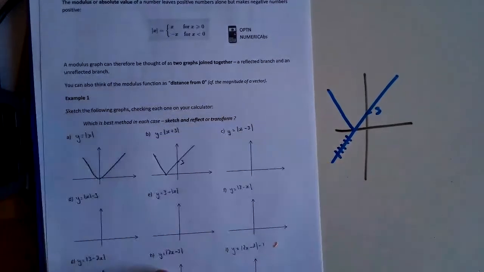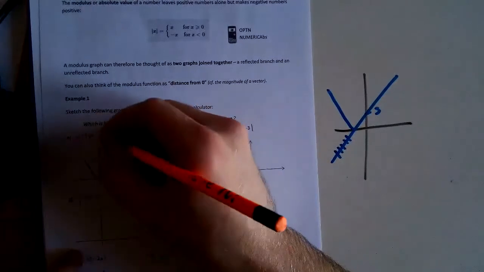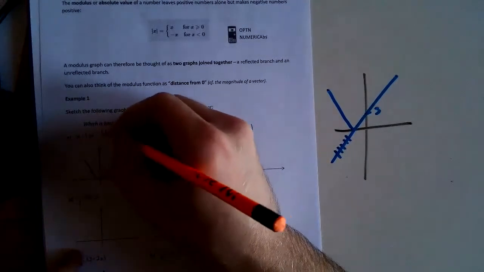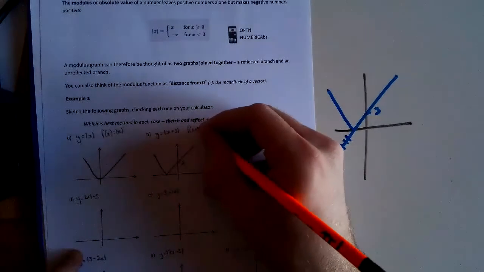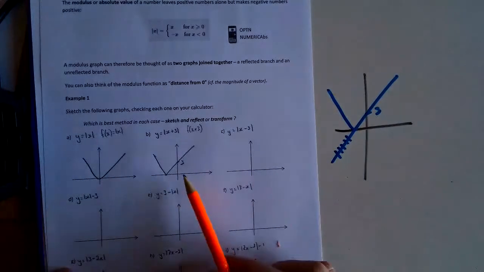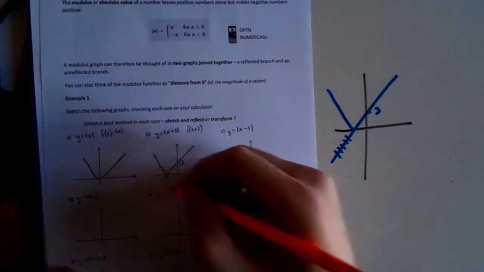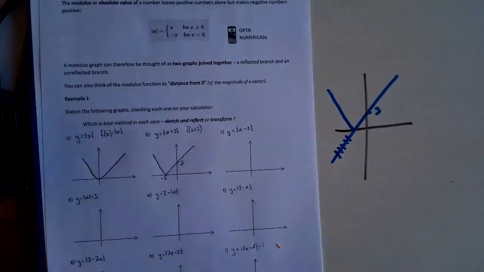Another way of doing that is to use graph transformations. So if I call f of x modulus of x, then this thing here is f of x plus 3. And you know that that's a translation, 3 to the left. So that should be minus 3. The only bit you might have to work out is the y-intercept, just by subbing in 0.